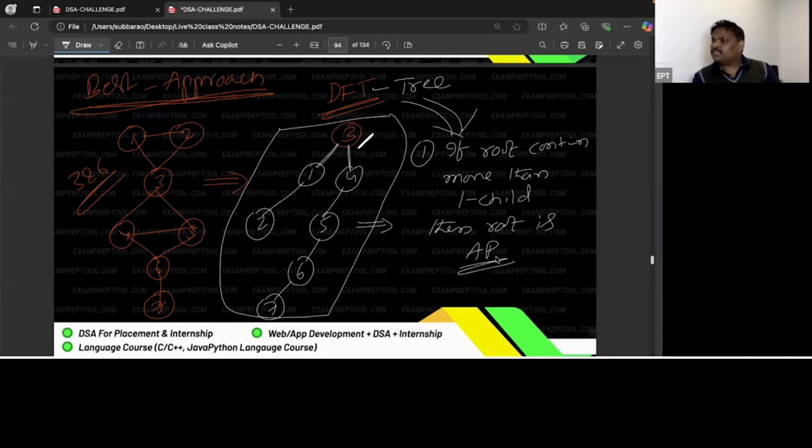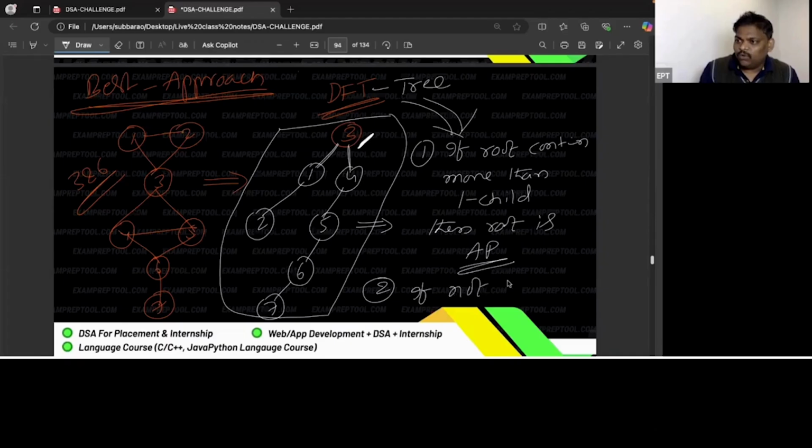So if you want, you can check, sir. Some people are asking, sir, if the root contains more than one child, that is an articulation point, okay. Then you got only one articulation point. So if not root, then some other story is there. Second point. See the second point. 3 is a root, yes. More than one child, yes. This is an articulation point. Everyone knows. Now see the second point.